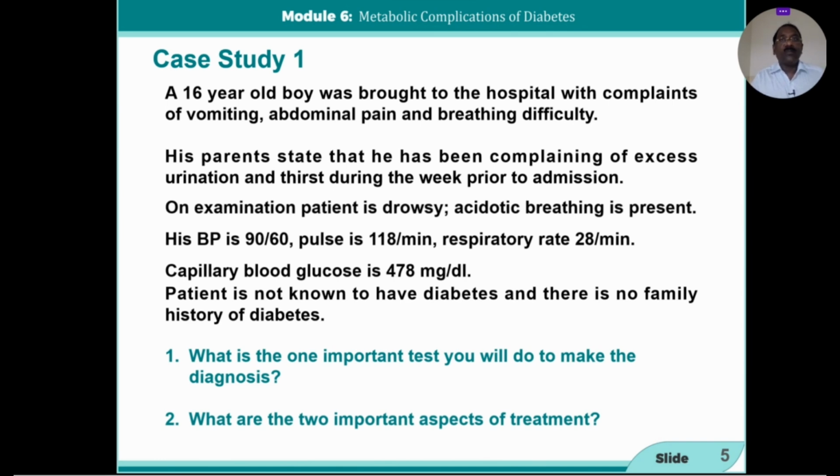So that is also one important point. Otherwise, if you use the same normal saline in the presence of hypernatremia, definitely these people will have more and more hypernatremia.